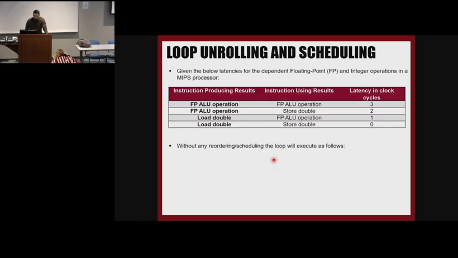So now if we want to execute, this is how we design the question. We give you a table, and this table gives you the latencies based on the dependencies between the instructions. Okay, let's see how it works.